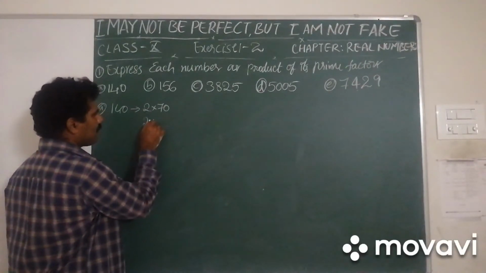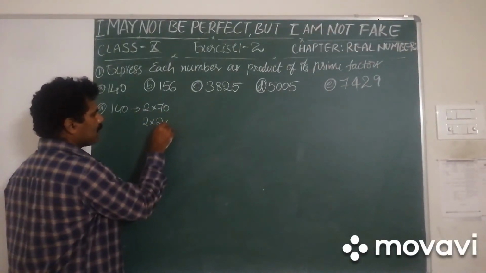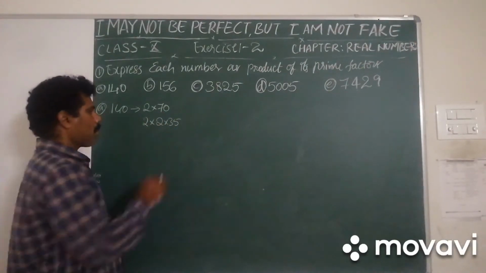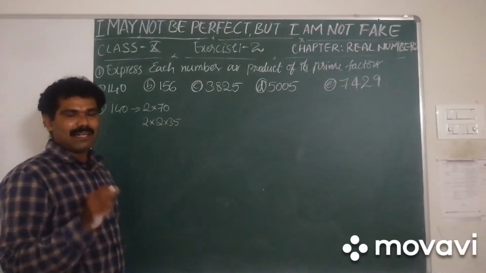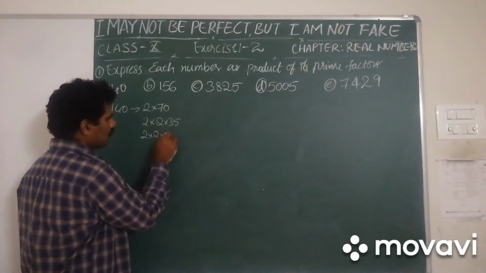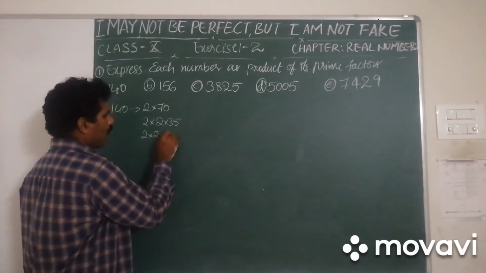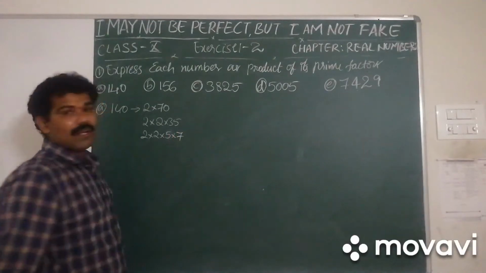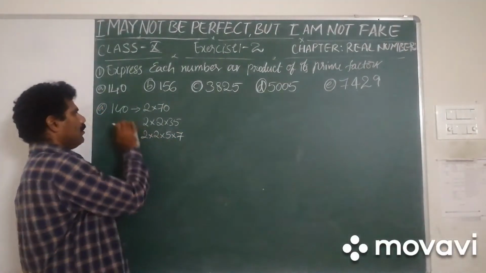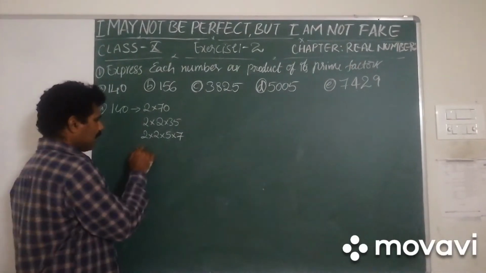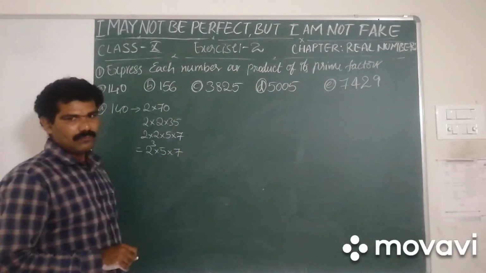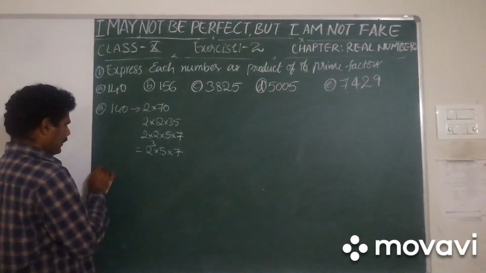See, these 2 as it is I have written, and 70 can be written as 2 into 35, which means 2 times 35 is 70. Now this 35 is again a composite number, and that can be represented as 5 into 7. So this is the representation as a product of prime factors for 140. This can even be written as 2 to the power of 2 into 5 into 7. Now let me solve the second one.